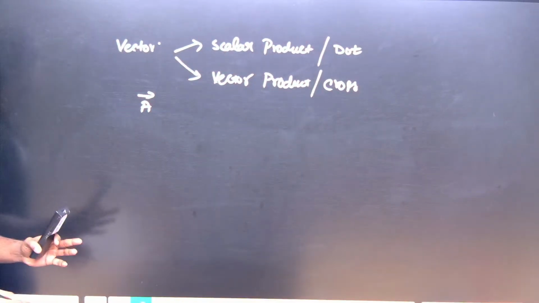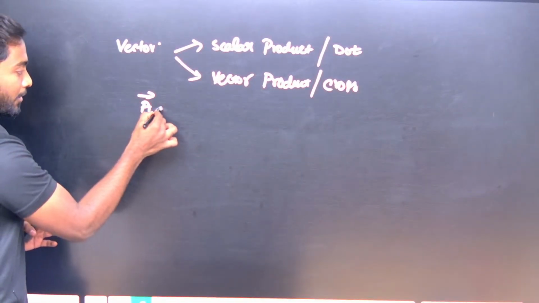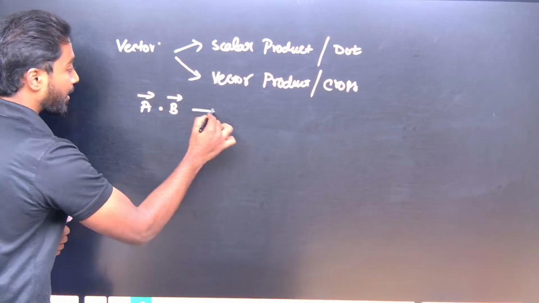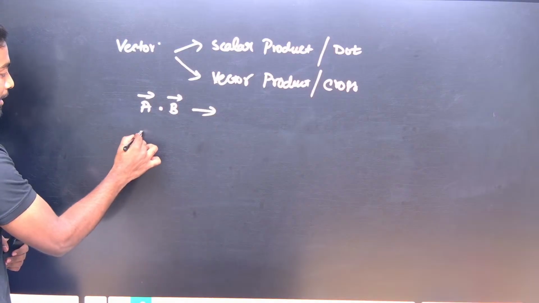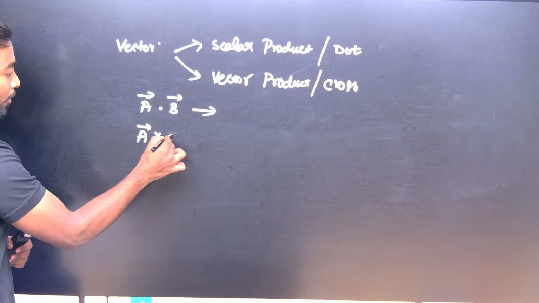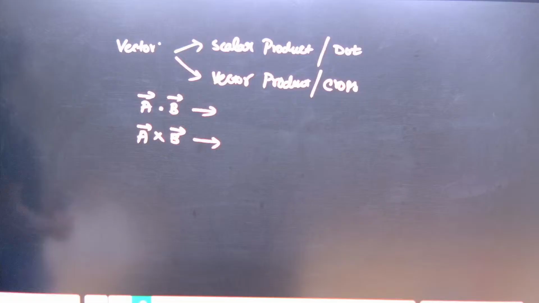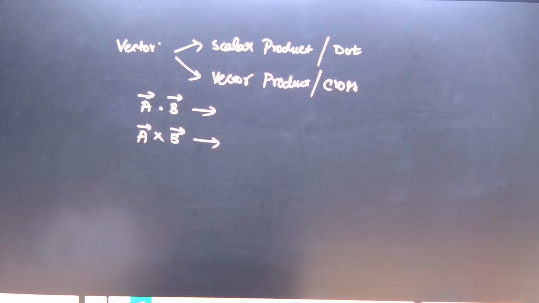Now when I denote with the arrow mark, it will be a vector. When I take a vector dot with another vector, I will get a scalar product. Similarly, I will take a vector A cross with another vector B, I will get a vector product. Cross product and vector product. You can take a note of that.